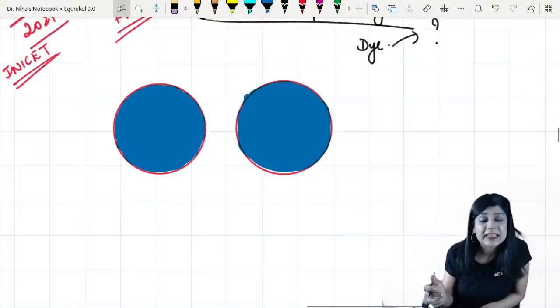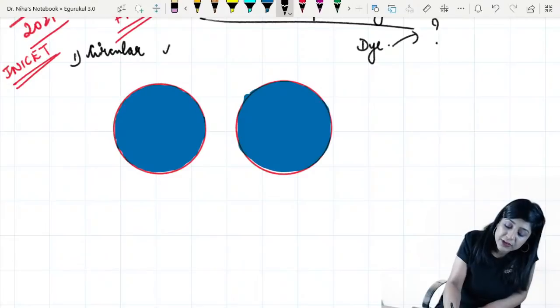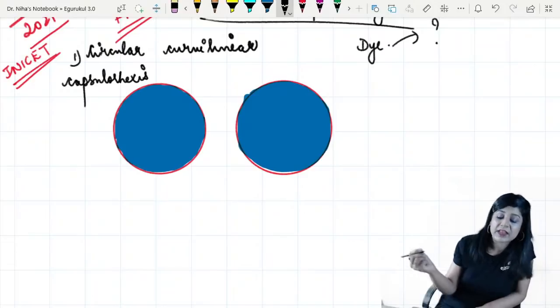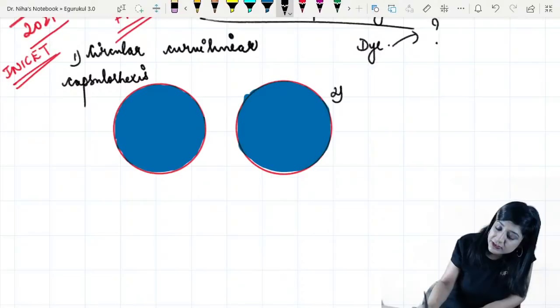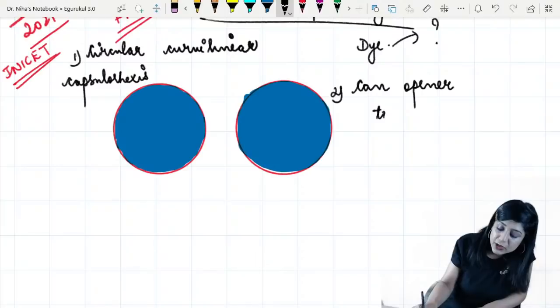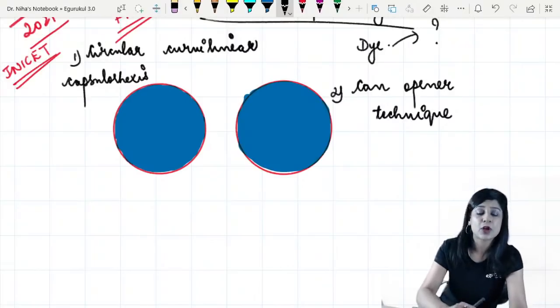Now there are two techniques of capsulotomy that we are doing. One is your circular curvilinear capsulorhexis. This is the first one that we are doing, and the second is your can opener technique. So the bent tip of this needle is used to create the opening in the anterior capsule, called as anterior capsulotomy. Have you given me the name of the dye? Anybody?